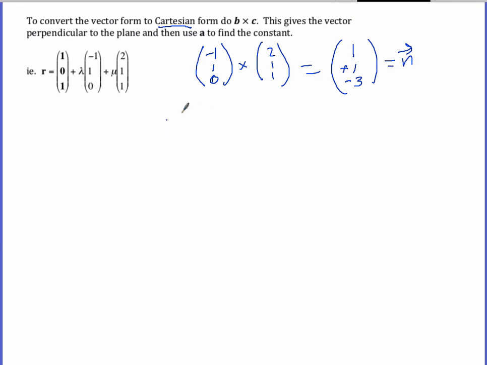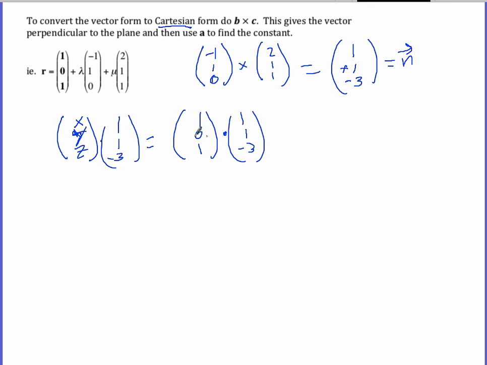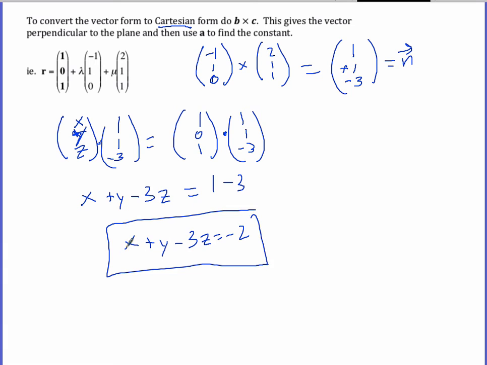So then to get the equation, we can do xyz dot 1, 1, negative 3 equals 1, 0, 1 dot 1, 1, negative 3. Okay, and this gives us x plus y minus 3z equals 1 minus 3, so that is x plus y minus 3z equals negative 2. This is Cartesian form. You can see the normal just looking at the coefficients, 1, 1, negative 3. And the negative 2 we got by doing the dot product of the normal with a point on the plane. Okay, so that's how you do that.